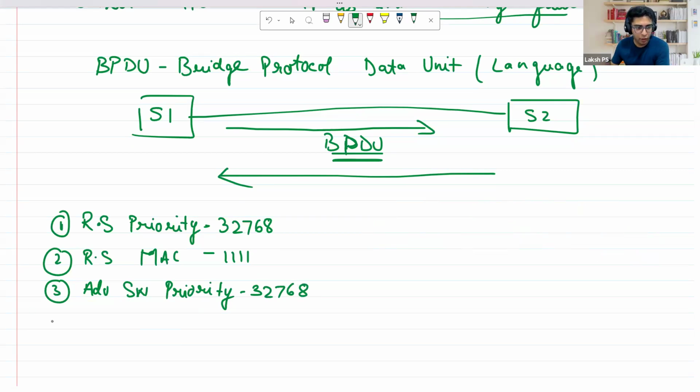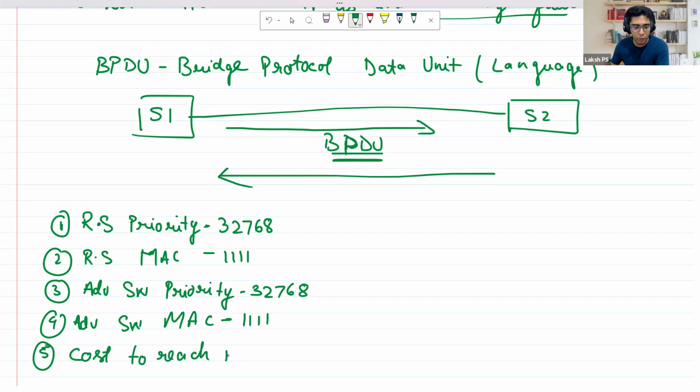Then fourth, advertising switch's MAC address, which is again 1111. And fifth, cost of this advertising switch to reach the root switch. Since switch 1 considers itself as the root switch, the cost is 0.